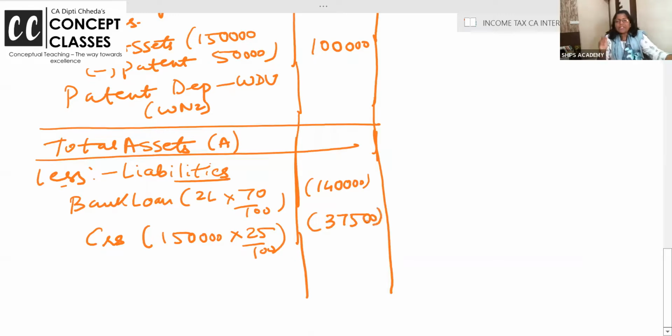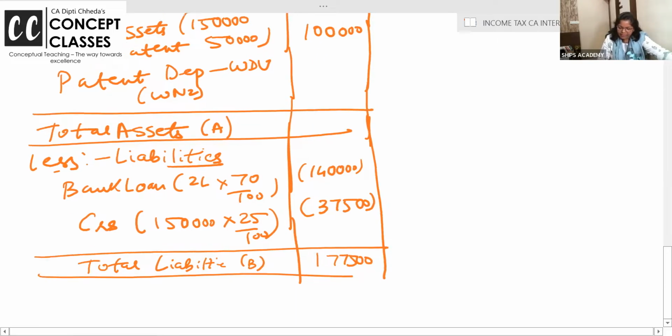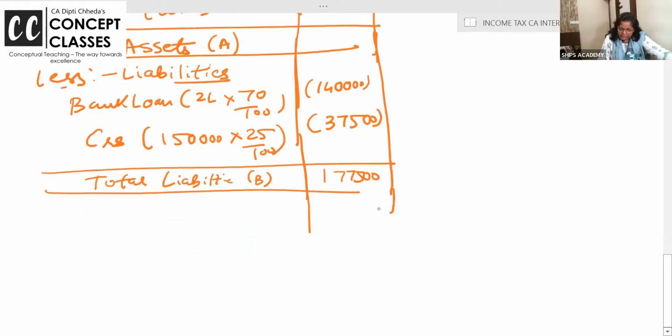Why am I taking, dear students, only unit 1's assets and liabilities? Because only unit 1 is transferred. That's it. Any other liability? No. So what is your total liabilities? 1,77,500. And then what you get, you call it net worth. Assets minus liabilities, A minus B.